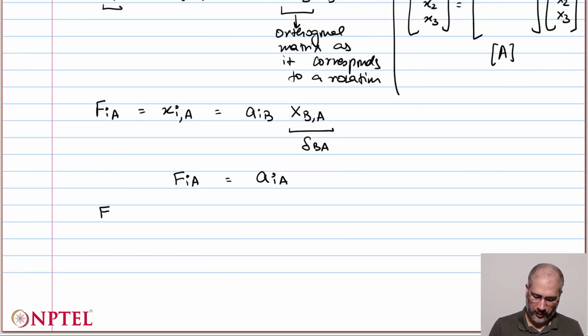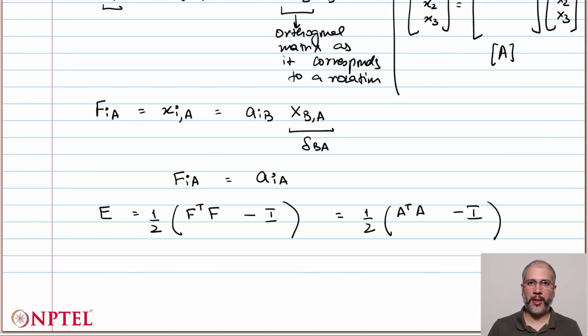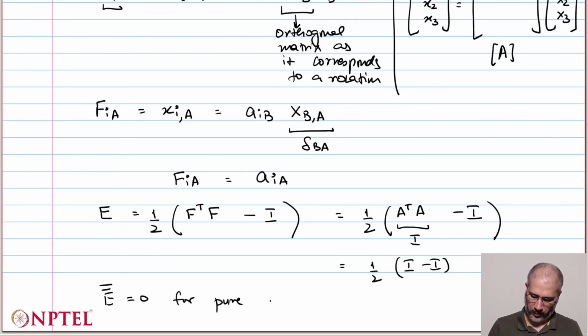And how did we define our Lagrangian finite strain tensor? That was half of F transpose F minus an identity. So this becomes half of A transpose A minus identity, because our F is the same as the transformation matrix A here, and A is orthogonal because it's a rotation transform. So that means this quantity is an identity. So this becomes half of I minus I, which is a 0. That is exactly what we had to show. That if there's a pure rotation happening from the undeformed to deformed configuration, the body rotates purely, then the Lagrangian finite strain tensor is 0. And we have shown that. So the quantity E is 0 for pure rotation.